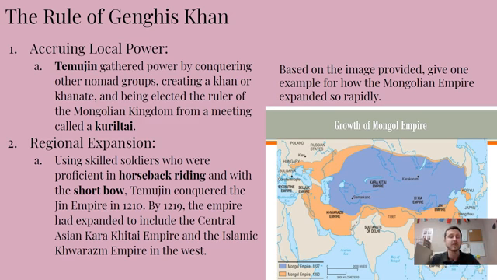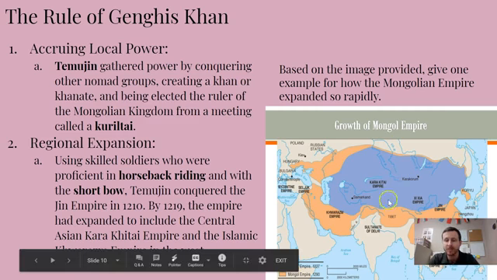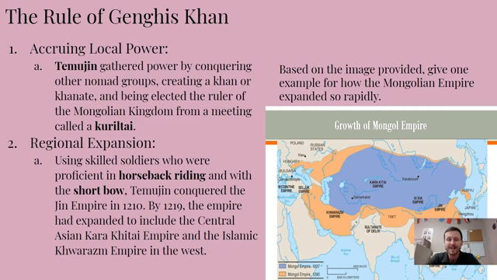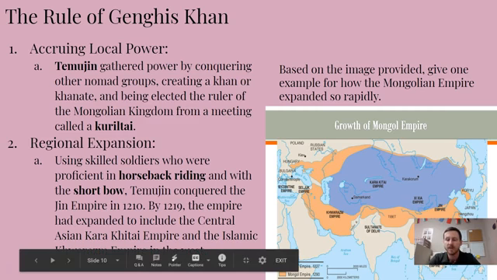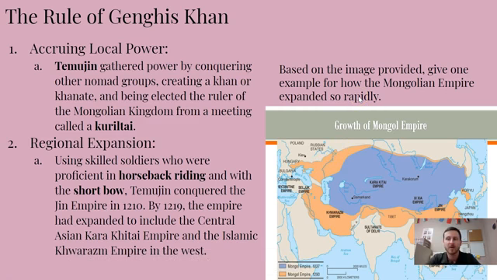All right. So as a result of these two developments and these two advantages, this is where we can take a look at this map right here. So the growth of the Mongol Empire, and you can see here everything in blue is gained in 1227, and by 1290 it has included most of now modern China into the Middle East or Southeast Asia. It is rushing into Russia. So based on this question right here, based on the image provided, give one example of how the Mongolian Empire expanded so rapidly. Two easy choices here. You can talk about the use of horseback riding, or you can talk about the short bow.